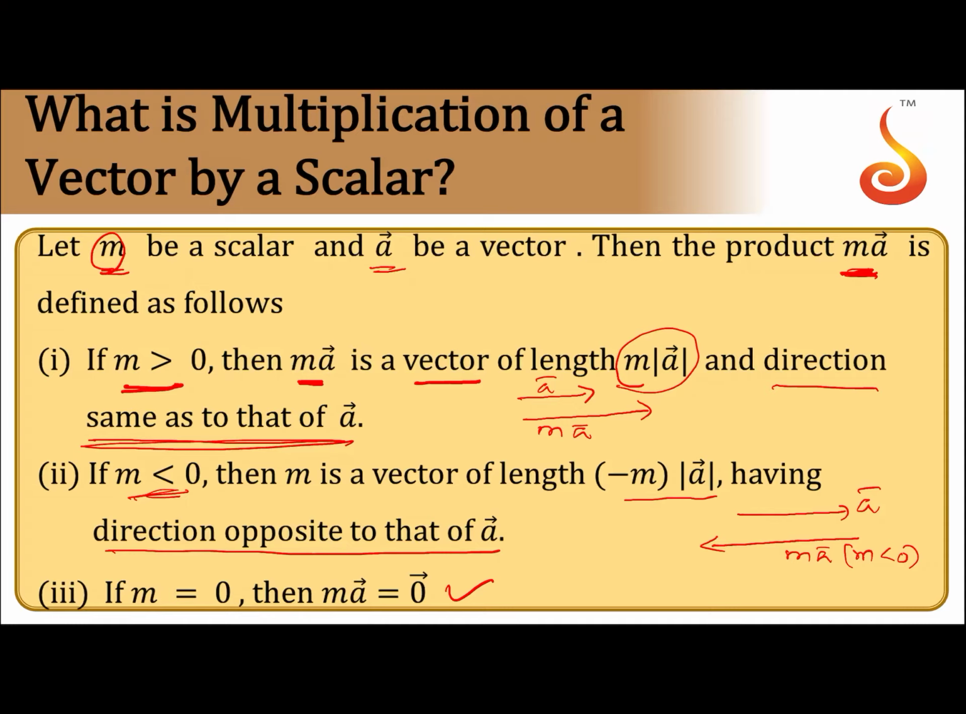Okay, hope it's clear. Anyhow, the overall conclusion is that a multiplication of a vector by a scalar gives a vector which is in the same direction as the given vector A or in the opposite direction of the given vector. Otherwise, it is 0. This is the case. Hope you understood. So, if M is positive, it is in the same direction. If M is negative, it is in the opposite direction of A. If M is 0, then it is a null vector.